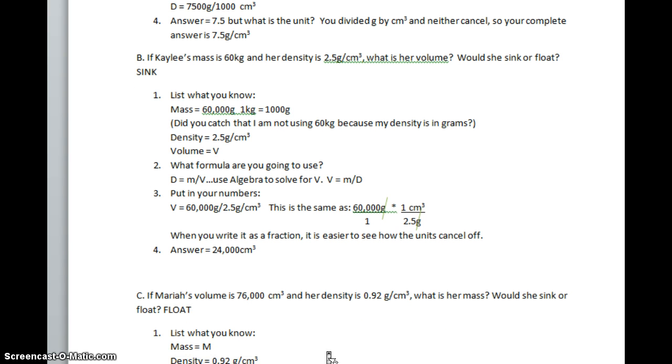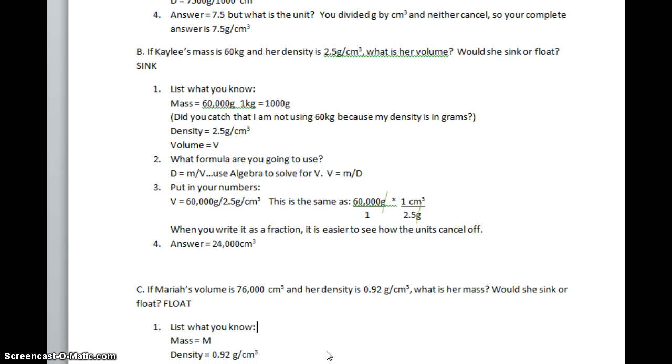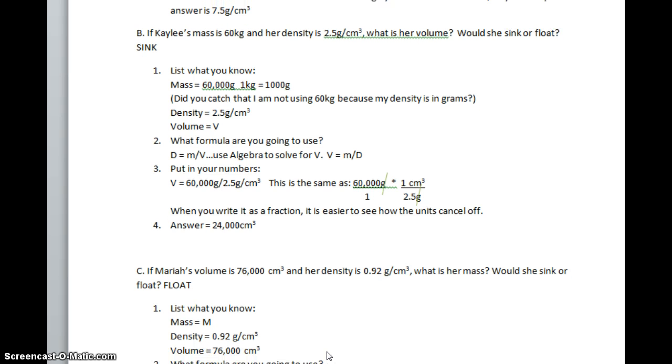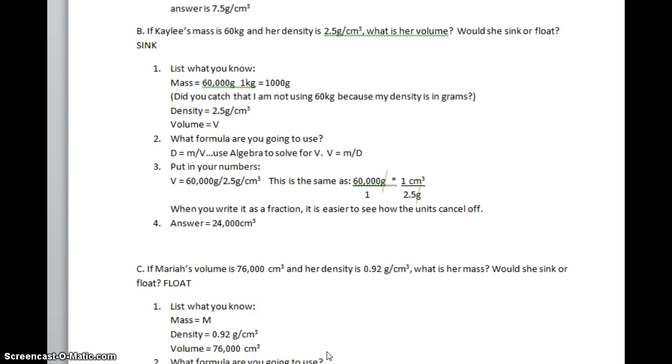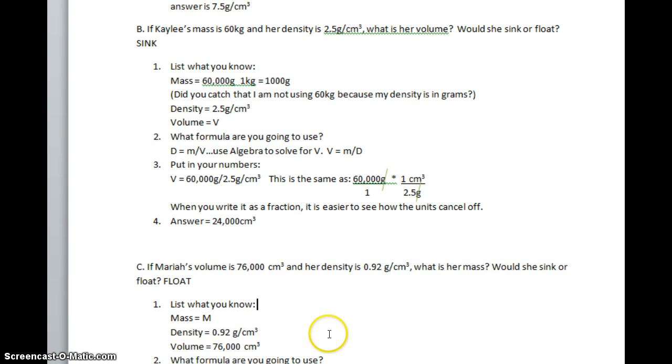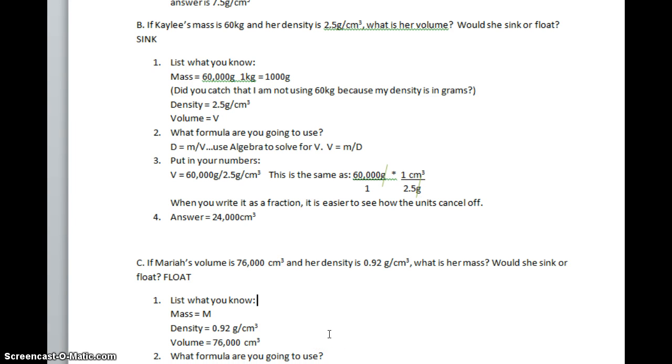List what you know. Mass is m. Density is 0.92 grams per centimeter cubed. The volume is 76,000 centimeters cubed. What formula are you going to use? Density equals mass over volume, but you need to use your algebra and rearrange it for the mass.